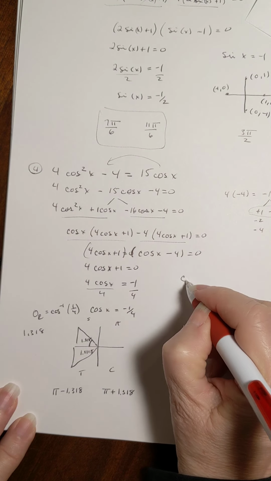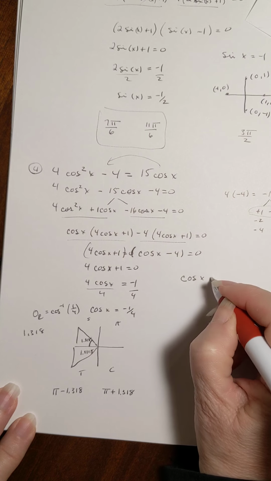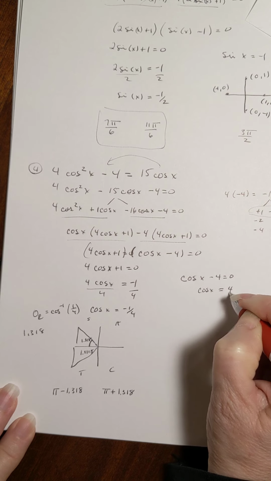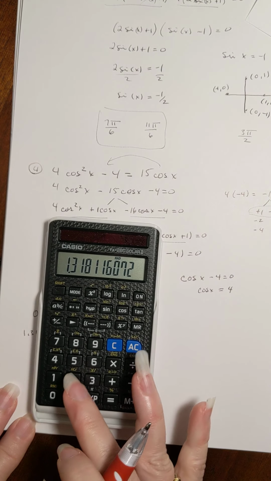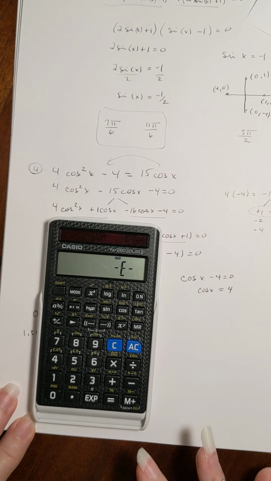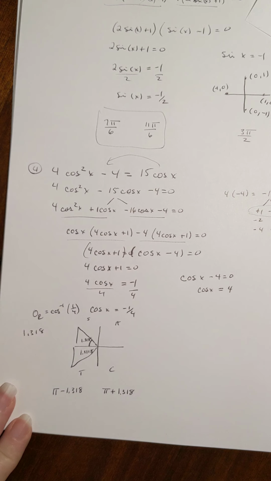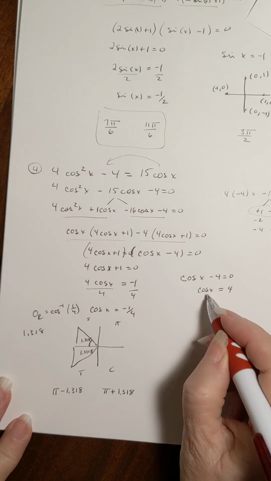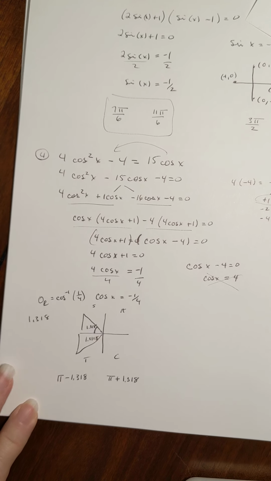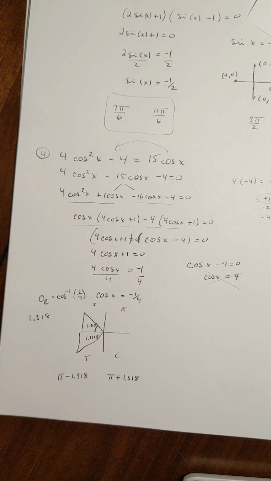So over here, I would have cosine of x minus 4 equals 0, and I get cosine of x equals 4. And if I try to do that, this would be the inverse cosine of 4. And notice if I punch that in my calculator, I get an error. Because remember, you can only get numbers between 1 and negative 1. So 4 is not a good answer. So that one's not going to work. All right, and so that gives you all of the problems that I was going to work with that have to do with factoring.